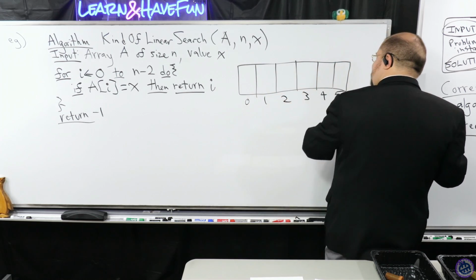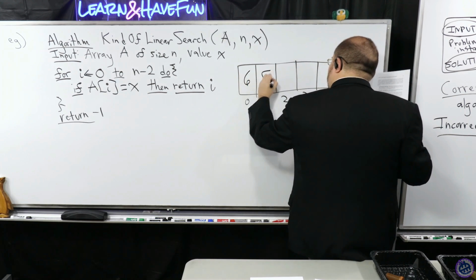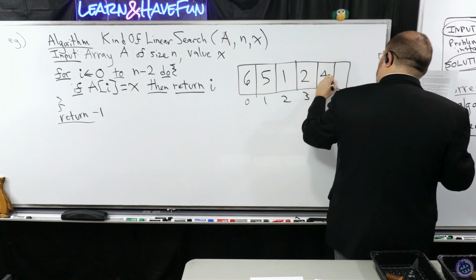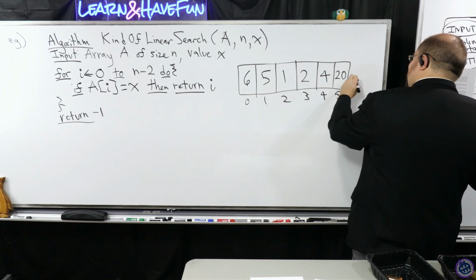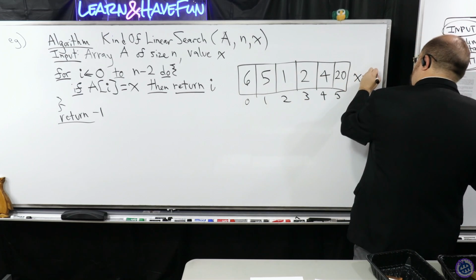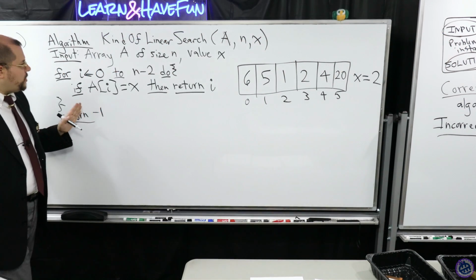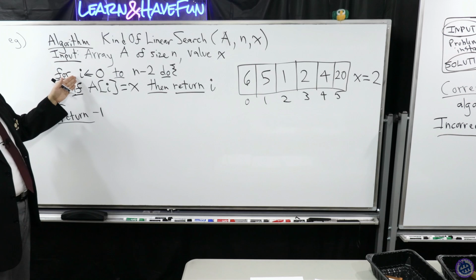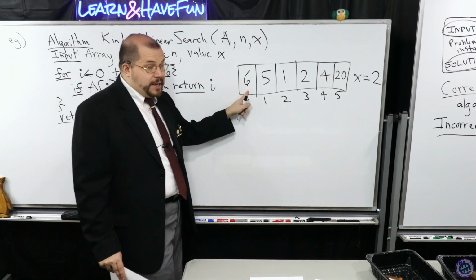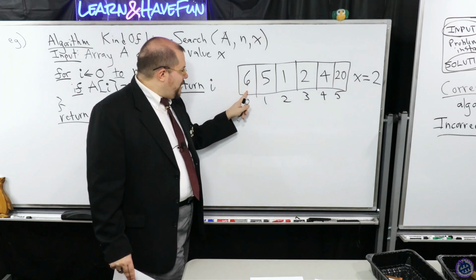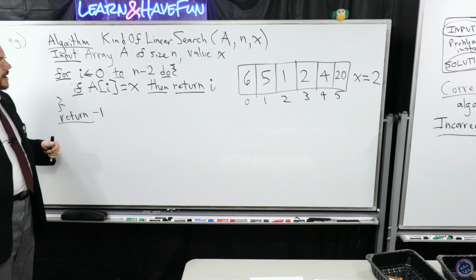Let's use an array of length 6. It's going to have 6 elements in it. Let's go 6, 5, 1, 2, 4, 20. So that's why the 20 is in the last position, but let's try it when X is equal to 2. So the key is 2. What this says is that we're going to start i at 0. Starting at 0, it checks A sub 0, which is here. I go to position 0, I check A sub 0, that's 6. That's not equal to X, which is 2.